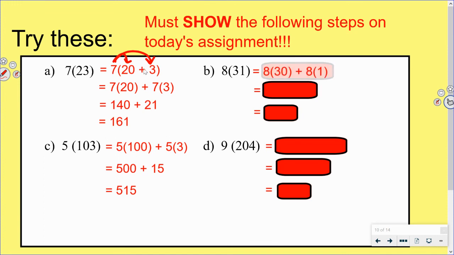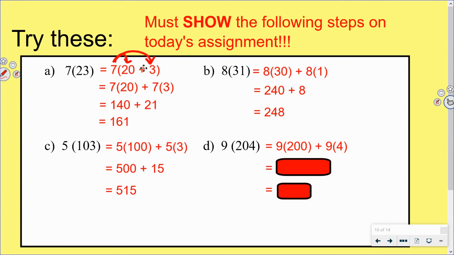8 groups of 31, you could say, is 8 groups of 30 and 8 groups of 1. Oh, I got that, Mr. Callan. 8 groups of 30 is 240. 8 groups of 1 is 8. So put those together. 8 31s will be 248. 9 groups of 204. Well, you could split up the 204 into 9 groups of 200 and 9 groups of 4. Then we have 1800 and 36, which put together makes 1836. So pause if you need to. Think about how sometimes it helps to split up 23 or 31 or 204 or 103 when multiplying mentally. Although for today, I want you to show the work.